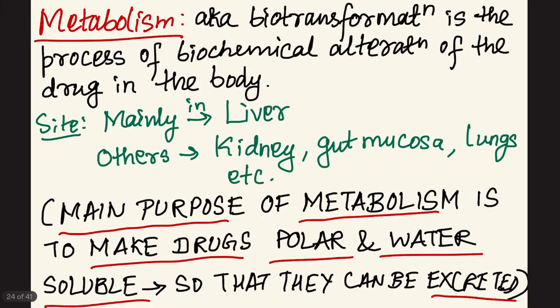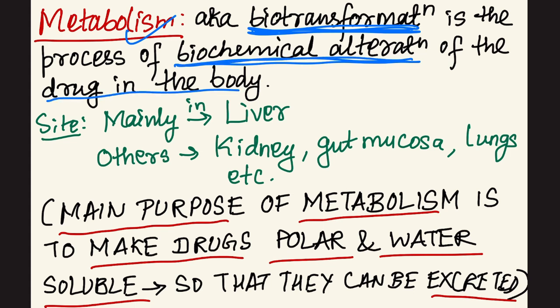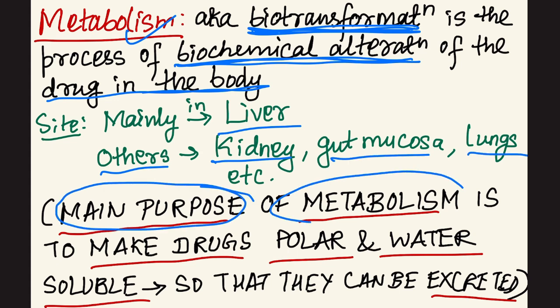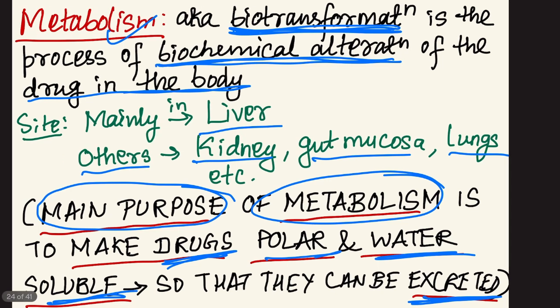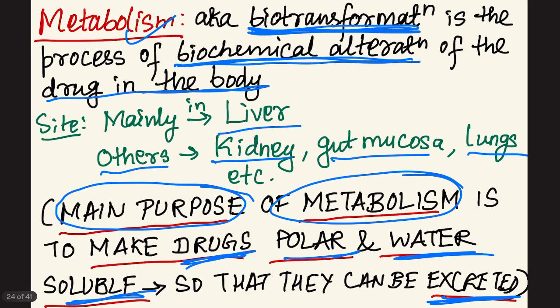Now coming to the third process in pharmacokinetics, that is metabolism, which is also known as biotransformation. So it is the process of biochemical alteration of the drug in the body. The main site is liver and the other sites include kidney, gut mucosa, lungs, etc. So what is the main purpose of metabolism? That is to make the drugs polar and water soluble, that is ionized, polar and water soluble, so that they can be easily excreted through urine via kidneys. So this is the major purpose of metabolism, but there are exceptions to this also.